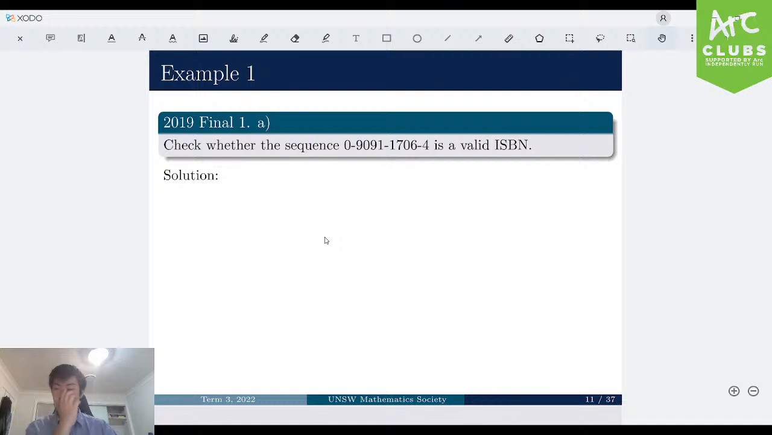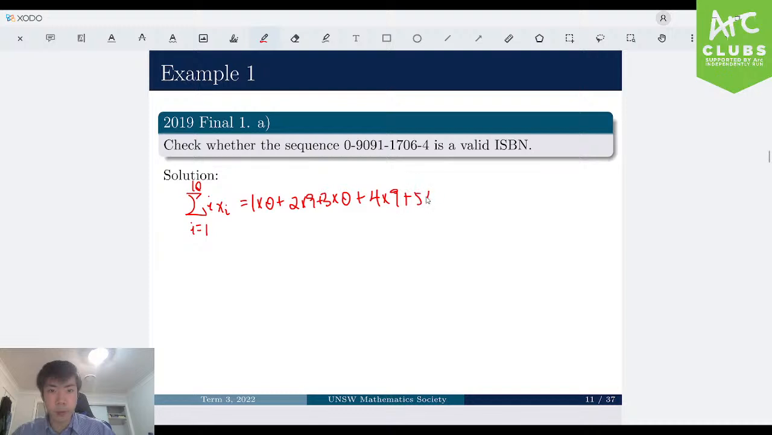So an example, check whether the sequence 09091170064 is a valid ISBN. To do this, we just have to look at the summation from i equals 1 to 10 of i times each of the xi. So we're weighting each of these digits by their positions. And that would give us 1 times 0 plus 2 times 9 plus 3 times 0 plus 4 times 9 plus 5 times 1, and so on, all the way until we get to 10 times 4. Okay?